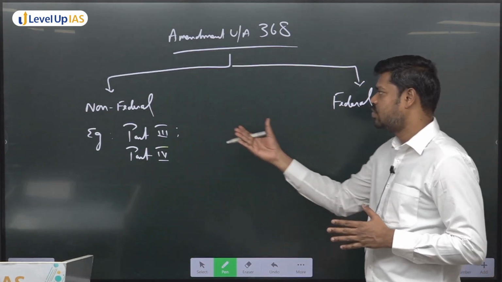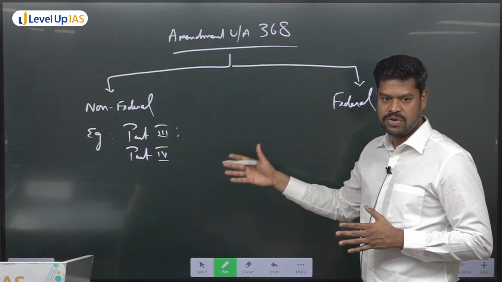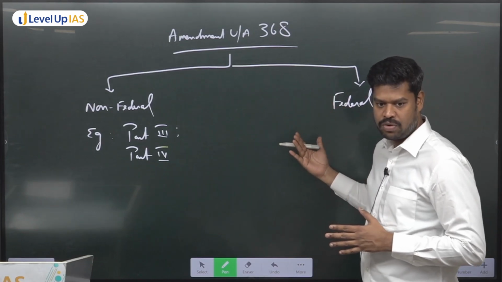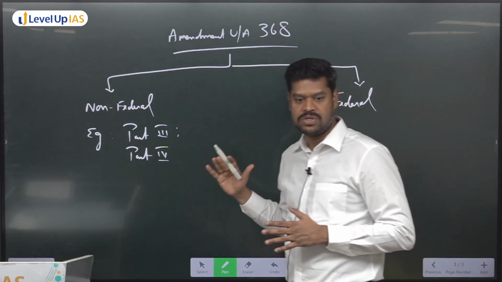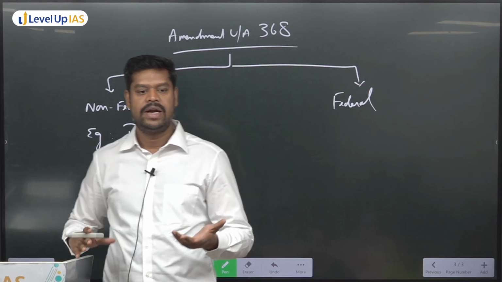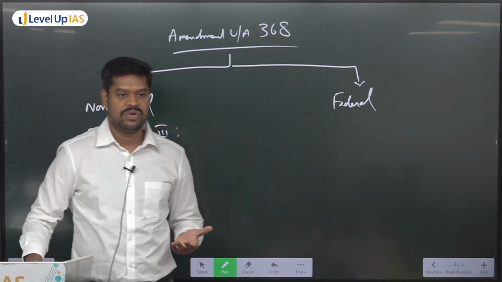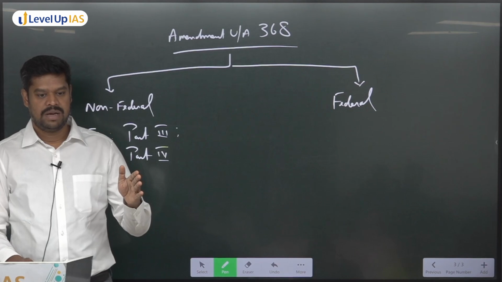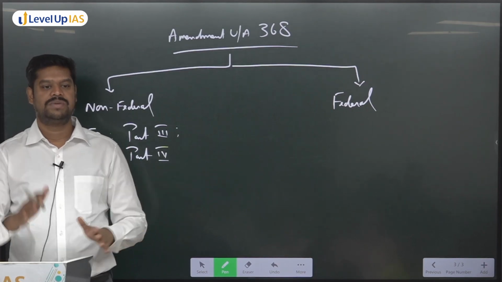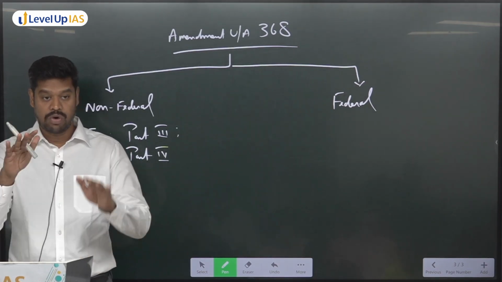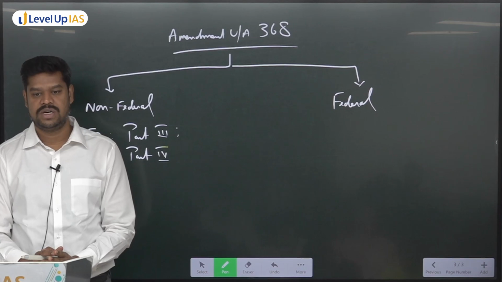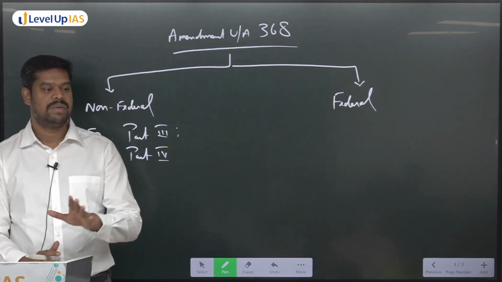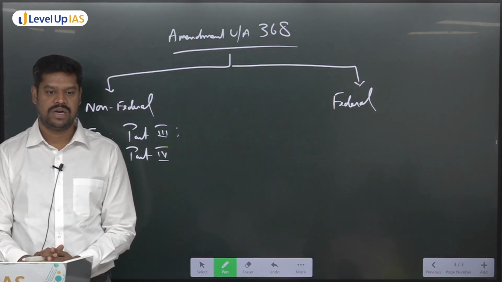So once you have understood the amendment to the non-federal provisions of the constitution, it is also easier for you to comprehend what is amendment to the federal provisions of the constitution. Now, what do you understand by amendment to the federal provisions of the constitution? Any amendment, if it is made by the parliament, that will disturb the power balance between the center and the state. If it is going to alter the power balance between the center and the state, then such amendments to the constitution are called federal provisions.